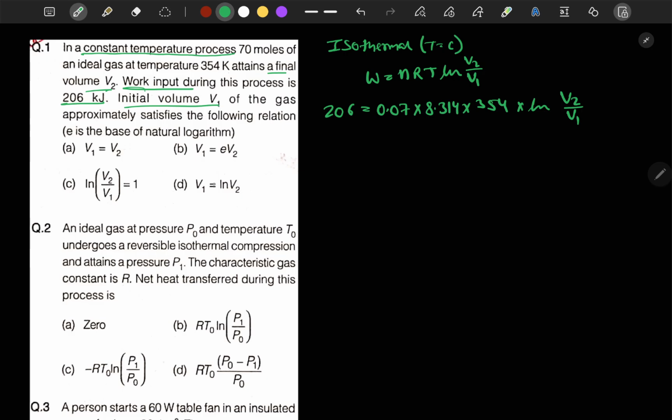So we should calculate these values first. Let me open the calculator. 206 divided by 0.07, divided by 8.314, divided by 354. So here you get ln V2 by V1 is nearly equal to 1. So you can write V2 by V1 is equal to e. So V2 is equal to e times V1.